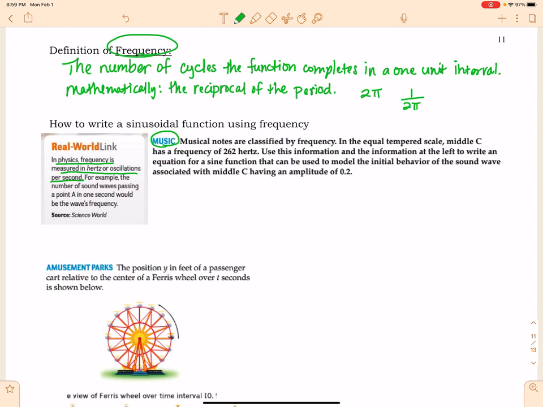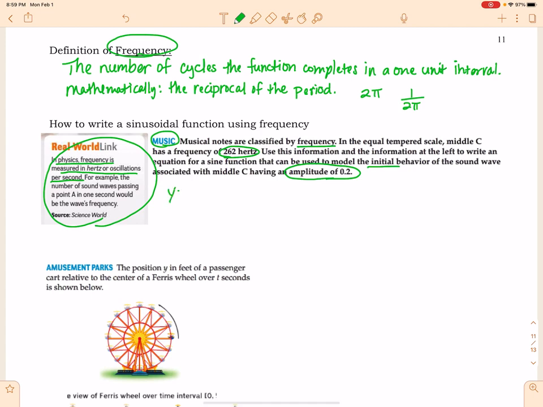So musical notes are classified by frequency. In the equal tempered scale, middle C has a frequency of 262 hertz. We're going to use this information and the information over here to write an equation for a sine function that can be used to model the initial behavior of the sound wave associated with middle C having an amplitude of 0.2. Okay, so don't overthink this.